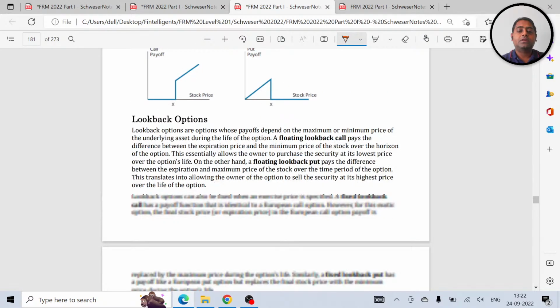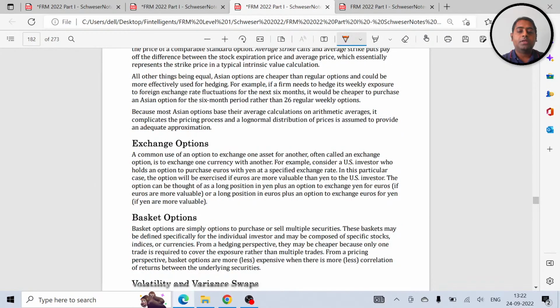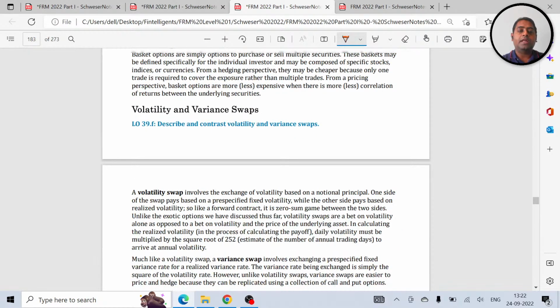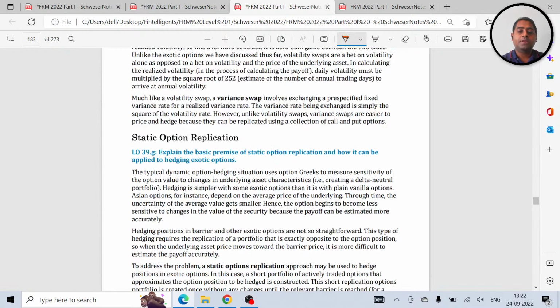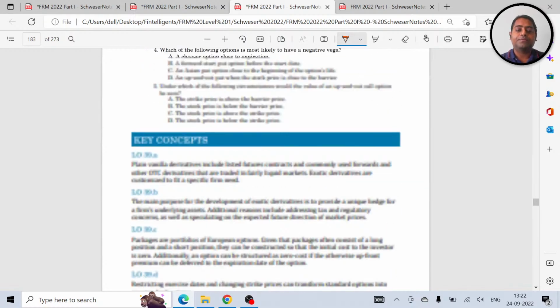Rest, look back, not so important. Exchange, volatility, exchange option, volatility swap, static. Rest, everything you can just read, but I've just highlighted a few important chapters that you can focus on.